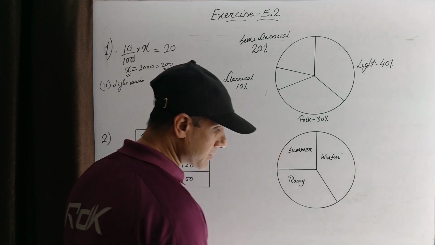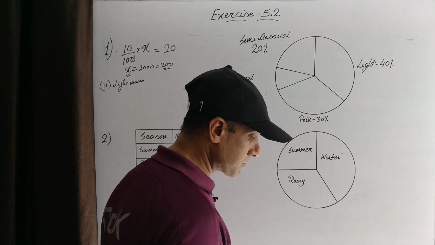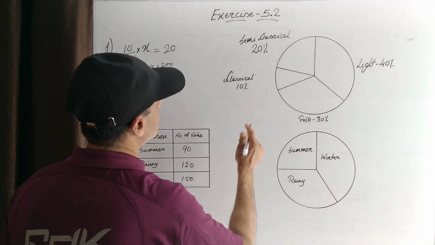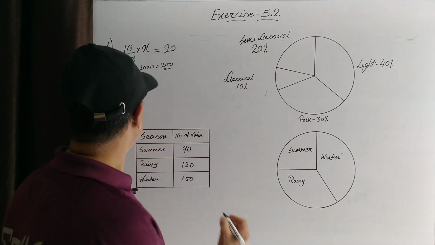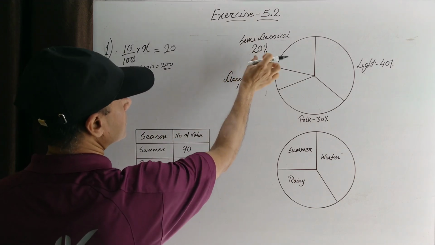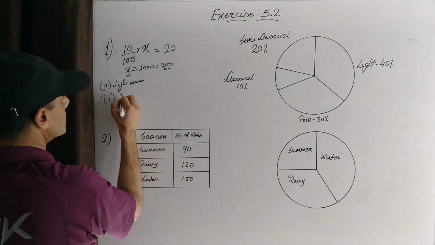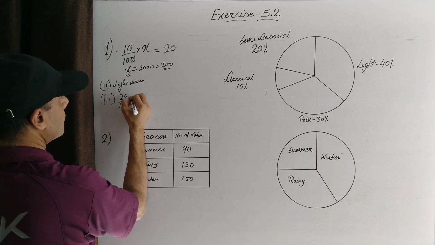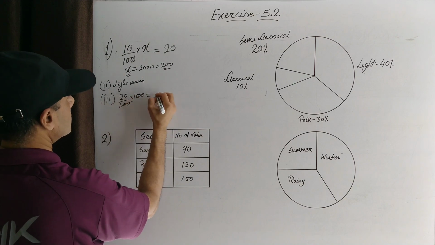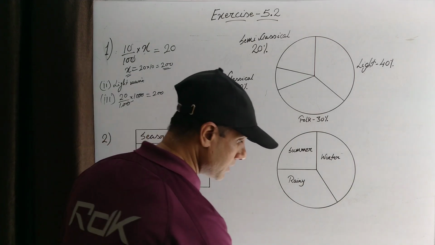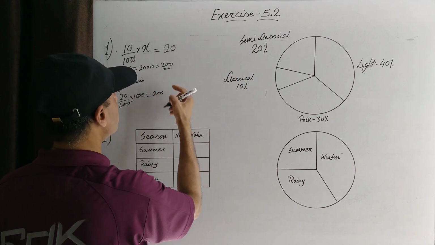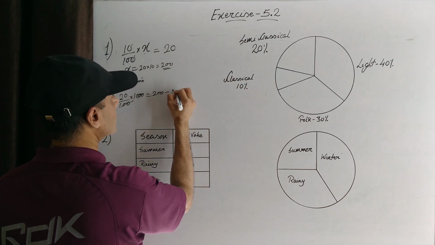Question number 3. If a cassette company were to make 1000 CDs, how many of each type would they make? So, let's calculate. Semi-classical constitutes 20%. So 20% of 1000 is 200. So the semi-classical cassettes the company will be making will be 200.